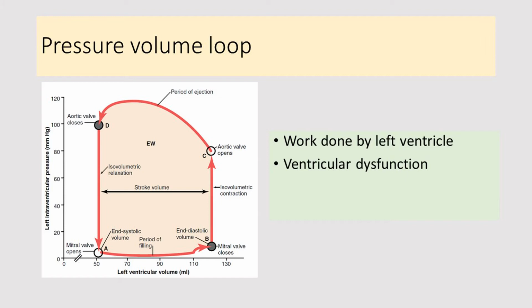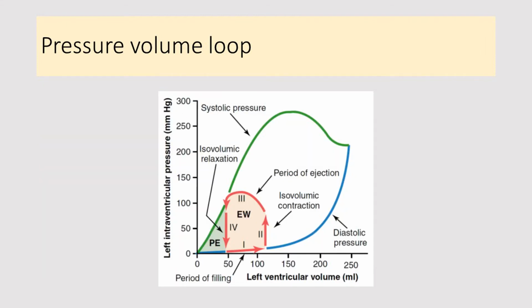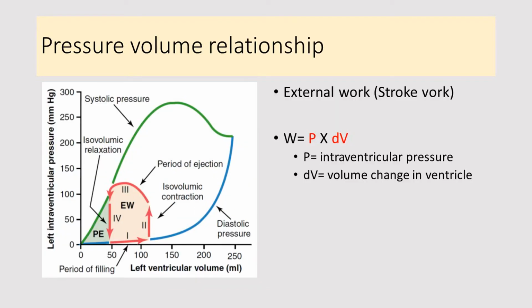The pressure volume loop is useful to understand the work done by the heart and the effect of ventricular dysfunction on it. First, let's understand the work done by the heart. Work done by the heart is of two types, external work and internal work. First, the external work. External work is also known as stroke work. It means the work done by the ventricle to eject blood into the systemic circulation.